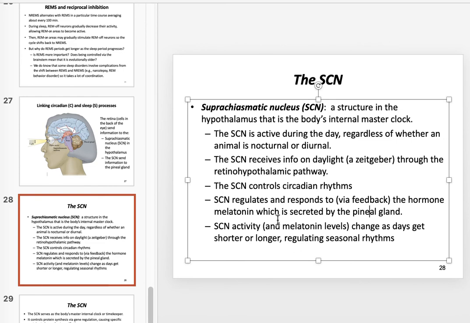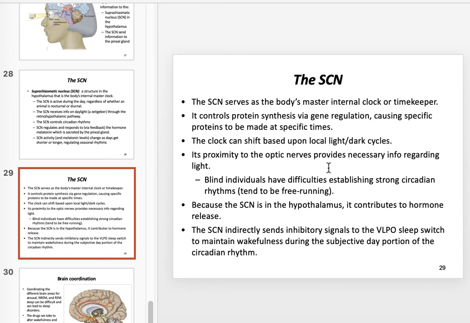And what's interesting is it's not just a diurnal cycle. Melatonin levels and SCN activity also change seasonally. So we have seasonal cycles as well. So once again, it's a master clock, it's a timekeeper. It helps control protein synthesis. So when we're going to make certain proteins like growth hormone, we'll talk about that later. Now we can start to shift that clock when we fly somewhere, when we have jet lag. That's basically your body saying, my internal clock doesn't match the outside world, and that's a problem. It slows us down. It makes our body not as resilient.